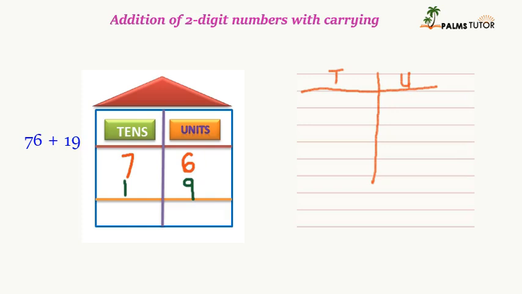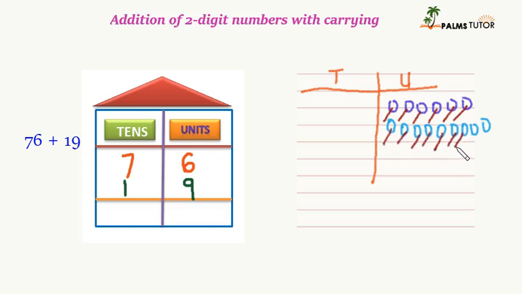We count the first number, 6. 1, 2, 3, 4, 5, 6. The second number, 9. 1, 2, 3, 4, 5, 6, 7, 8, 9. Plus means count together, so we count our circles together. 2, 3, 4, 5, 6, 7, 8, 9, 10, 11, 12, 13, 14, 15. There are 15 circles in the units place.